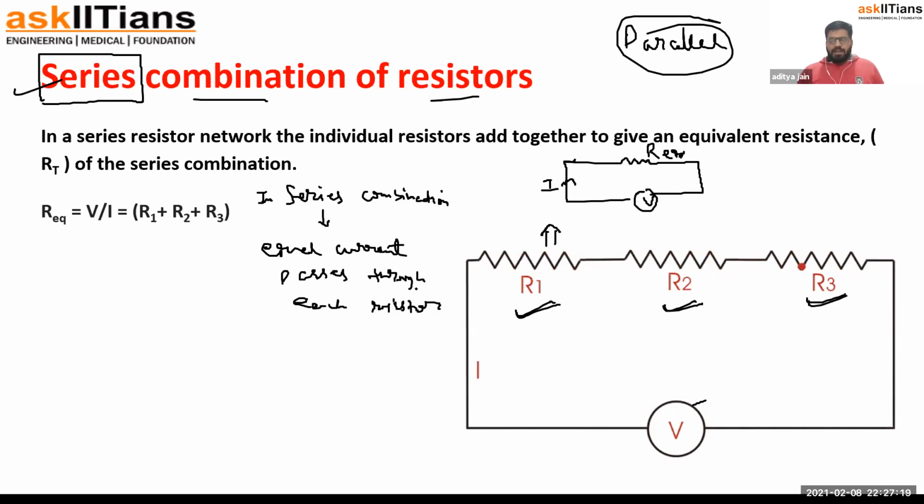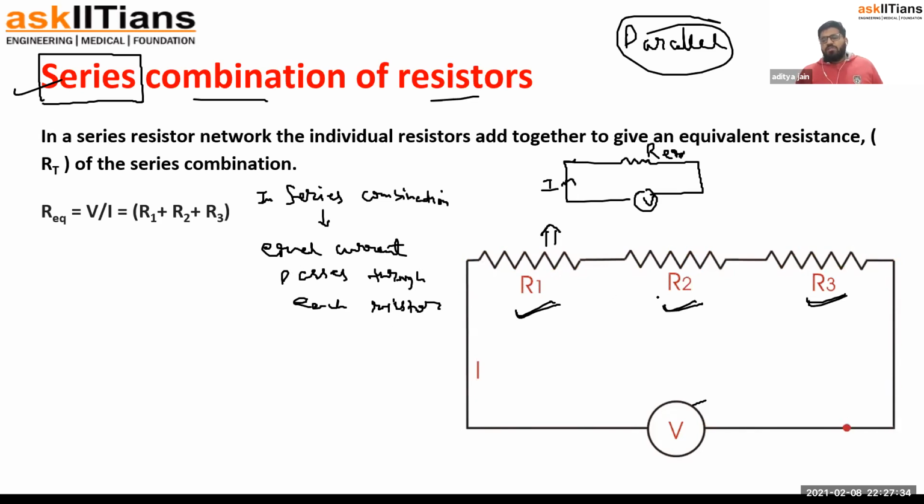So there is no partiality in series combination. Suppose 2 ampere of current is passing through resistance R1, then that 2 ampere will also pass through R2 and that 2 ampere will also pass through R3. So that is known as series combination of resistors.